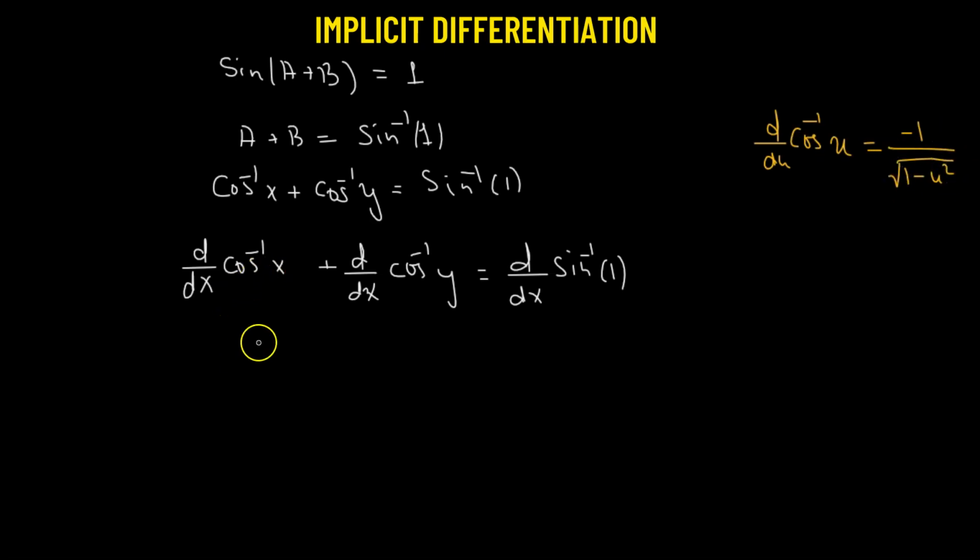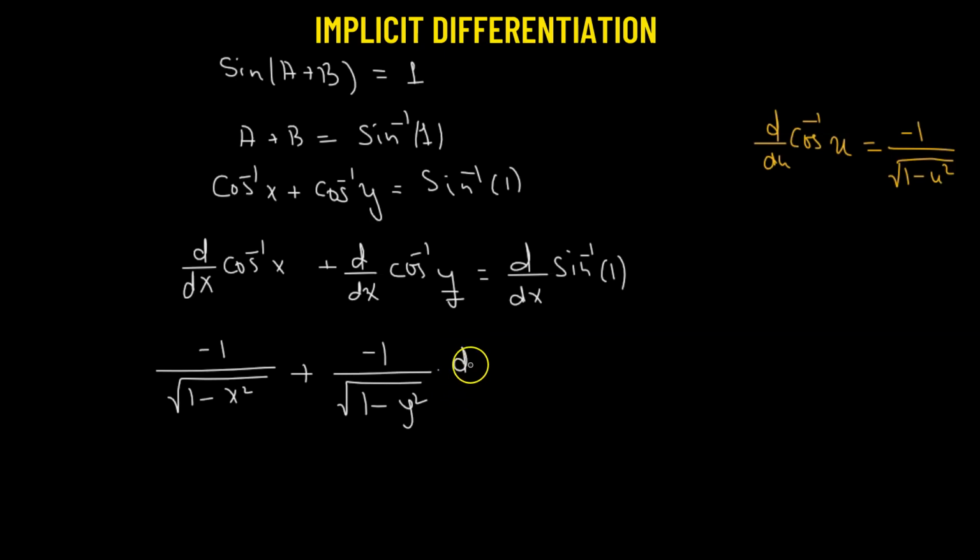Now the derivative of cosine inverse of x will be negative 1 divided by square root of 1 minus x squared, plus the derivative of the inverse cosine function will be negative 1 divided by square root of 1 minus y squared. But here we have y, so we will need to multiply it by the derivative of y with respect to x. We have used the chain rule here. And sine inverse of 1 is a constant, so this will be simply 0.